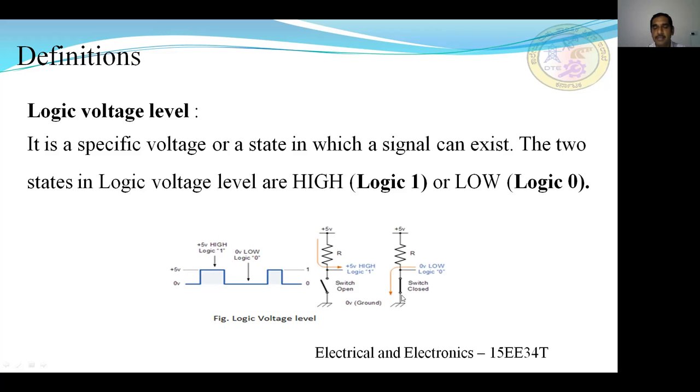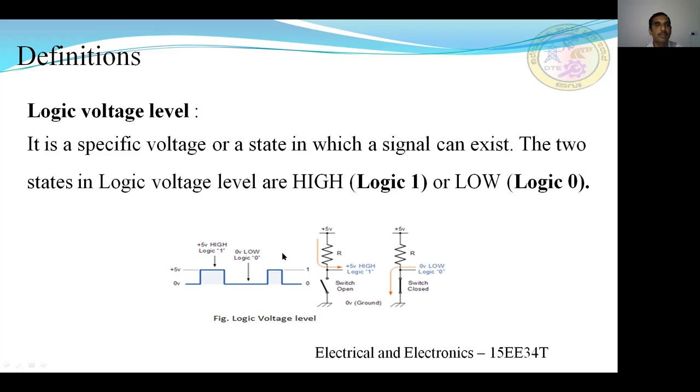In this figure, if you observe here, we are closing the switch. Once the switch is closed, it is grounded, and it comes to 0. Now the switch is open, plus 5 volts. The switch is closed, it is 0 volts. So these are the two states, logic voltage levels. When the switch is open, it takes from the supply, plus 5 volts. When the switch is closed, it is grounded, so it becomes 0. So these are the two logic voltage levels.